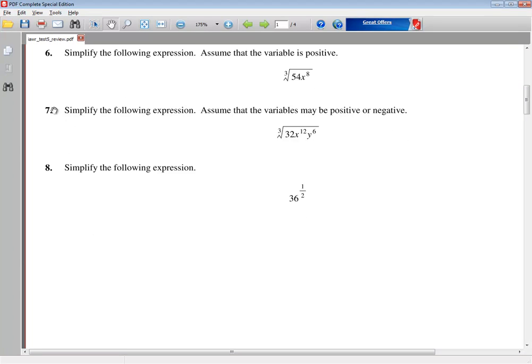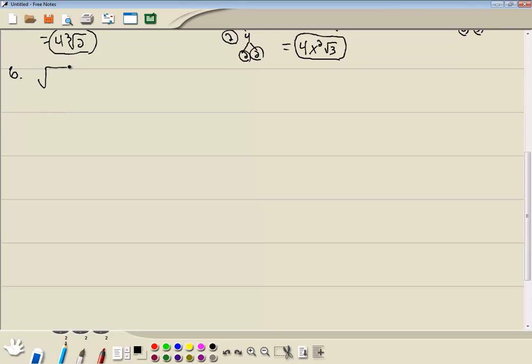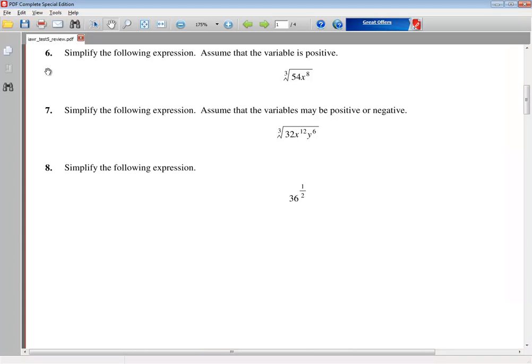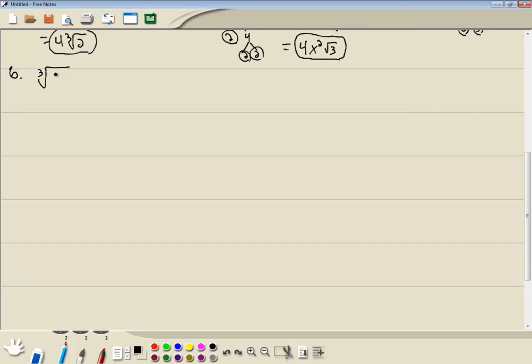We get the cube root of 54x to the 8th. Now I'm going to use my shortcut on this instead of writing out 8 x's, just so we refresh our memory on it. Though 8 x's wouldn't be horrible to write out, but imagine it's 80 instead of 8. Now 54 is 2 times 3 times 3 times 3 x to the 8th.